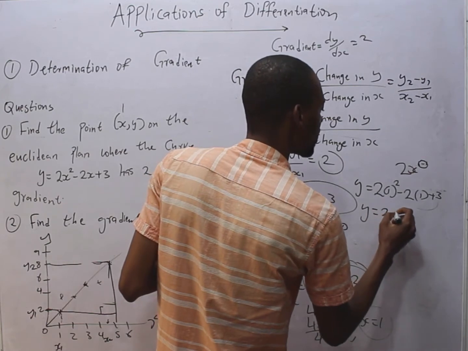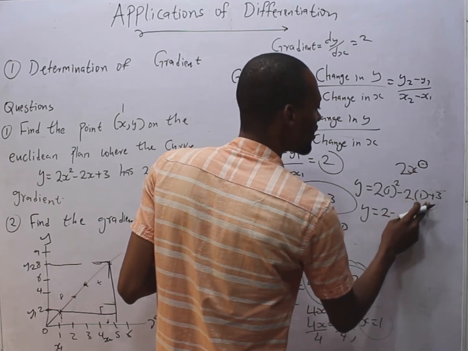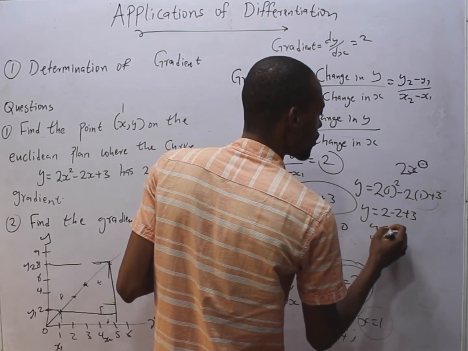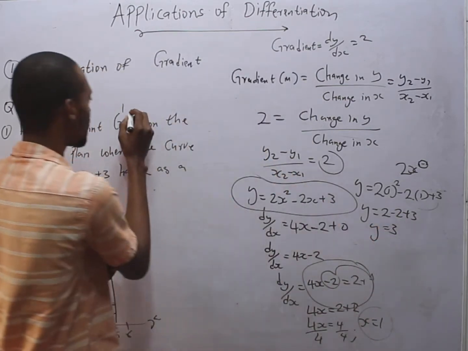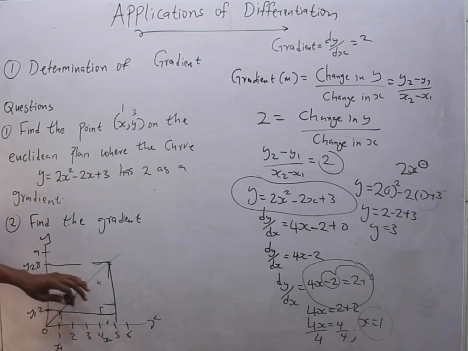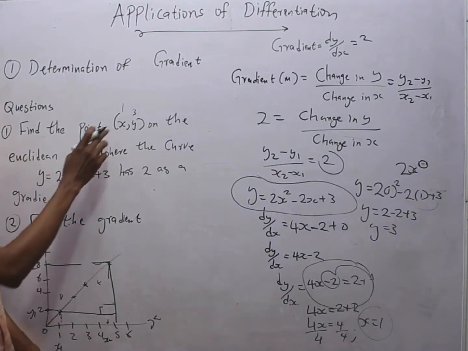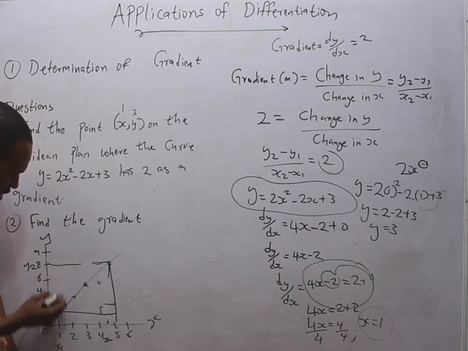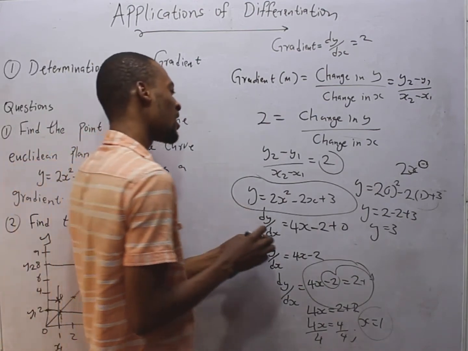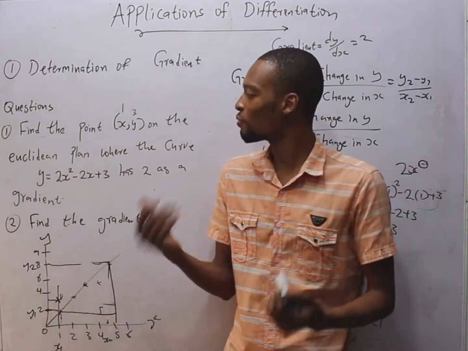So we have 2 minus 2 times 1 is 2 minus 2 plus 3. This gives you 3. So y is 3. These are the points. If you are pointing it out here, you simply have x to be 1 here, y to be 3 around here. So this is the point. So that is it for gradients of a point.